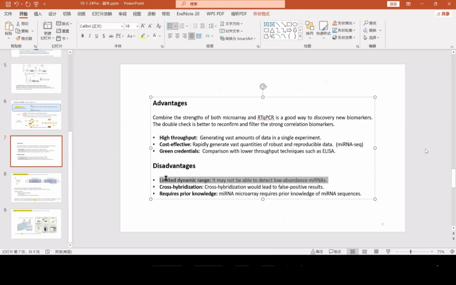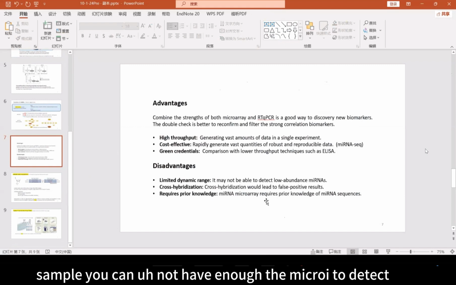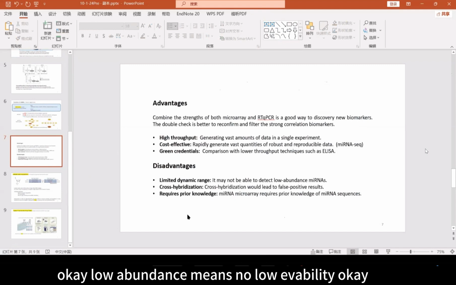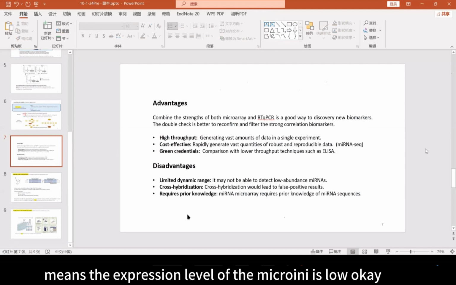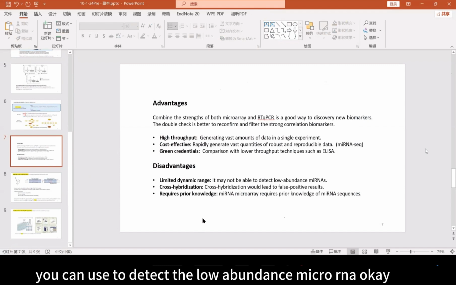Because you do not have too much sample, you cannot have enough microRNA to detect. So there may not be enough signal to be detected. Okay, low abundance means low availability. Low availability means the expression level of the microRNA is low. So if this is the case, this is the advantage of your method. What methods can you use to detect the low abundance microRNA?